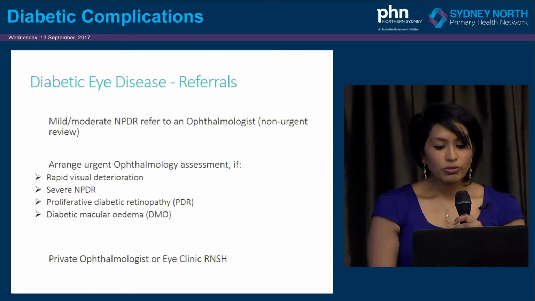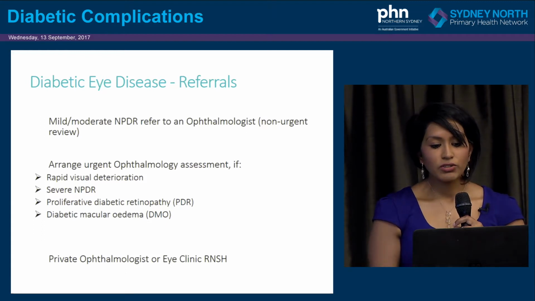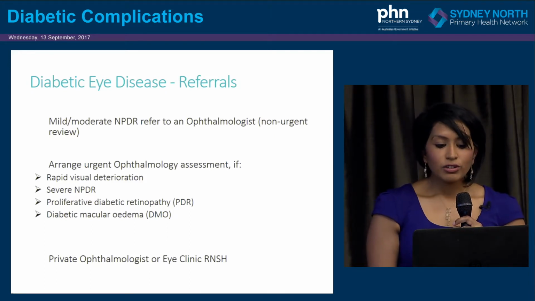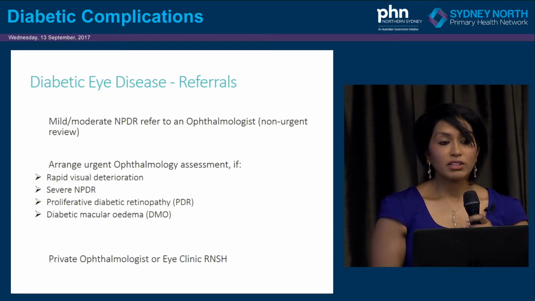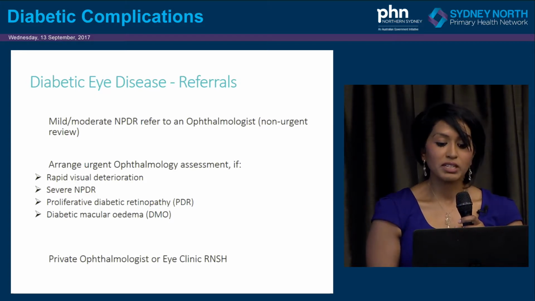So who would you refer to an ophthalmologist? Patients that have mild or moderate non-proliferative diabetic retinopathy should have a review with an ophthalmologist, but that does not need to be urgent. An urgent ophthalmology assessment is indicated if there's rapid visual deterioration, if there's severe non-proliferative retinopathy or proliferative diabetic retinopathy or diabetic macular edema, and that can be to a private ophthalmologist, or for our LHD there is the eye clinic at Royal North Shore Hospital, and to triage patients they do request that you send the letter from the optometrist with your referral to the eye clinic, otherwise there will be a delay.